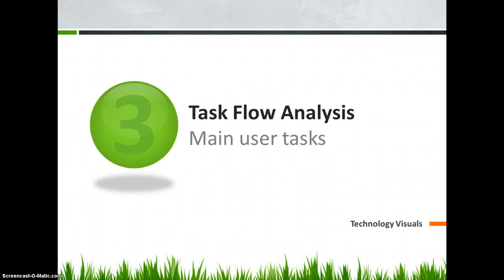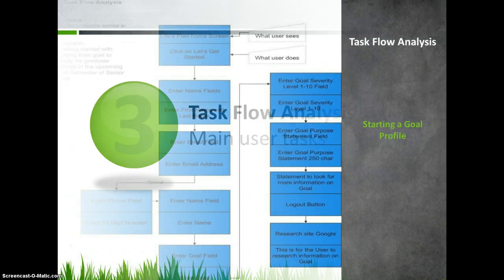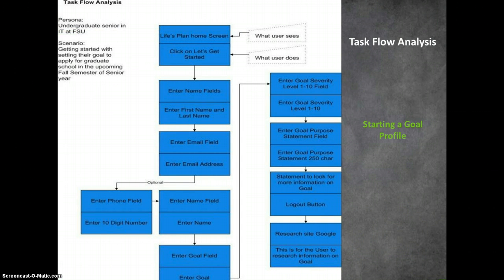Now let's go into task flow analysis and give you some visuals of some flow charts. First up, we're going to talk about starting a goal. Given this scenario of an FSU senior who wants to go to grad school, essentially they're going to use our app to plan applying for grad school. So you see here, you have the user, what they see, and what they actually do.